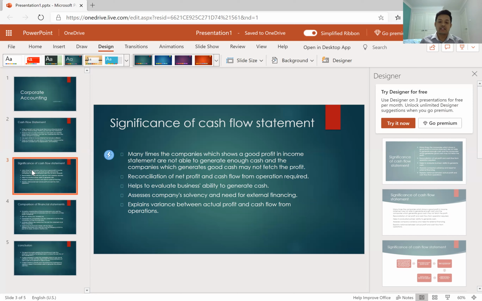So it is very necessary to reconcile the net profit and the cash flow from operations. The cash flow statement helps to evaluate the business's ability to generate cash. It also assesses the company's solvency status and need for external financing. The cash flow statement also helps to explain the variance or gap that is prevalent between the income statement and the cash flow statement.